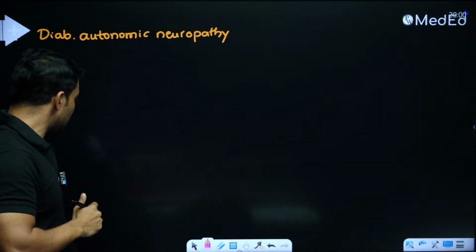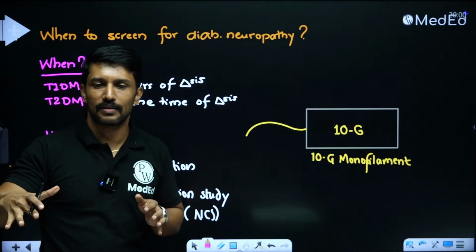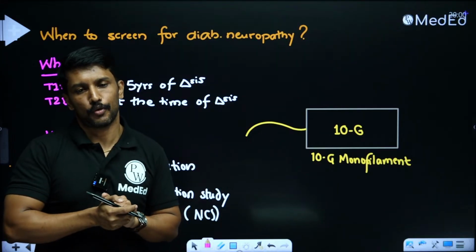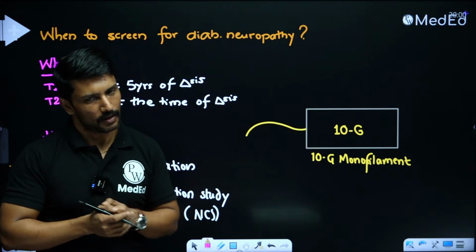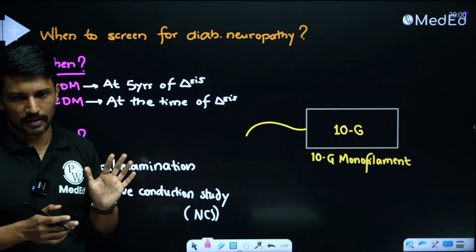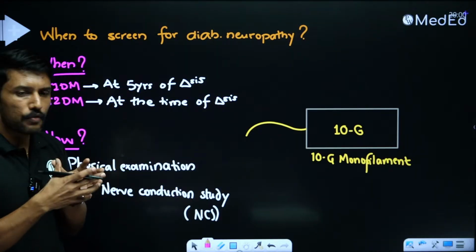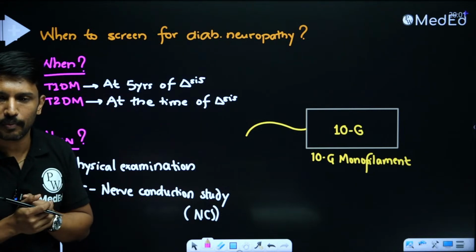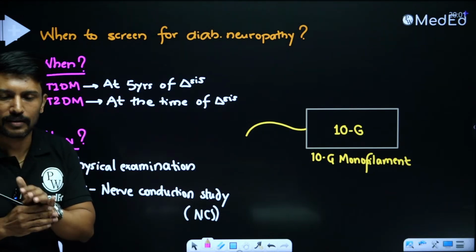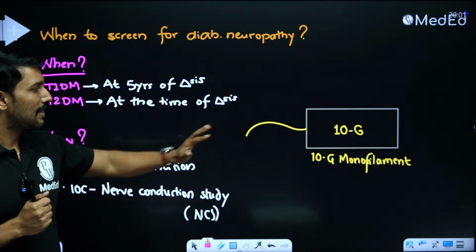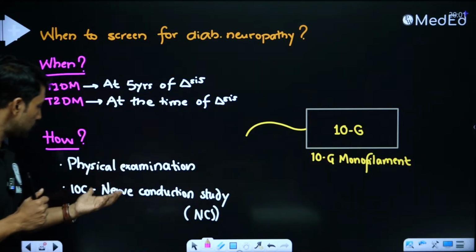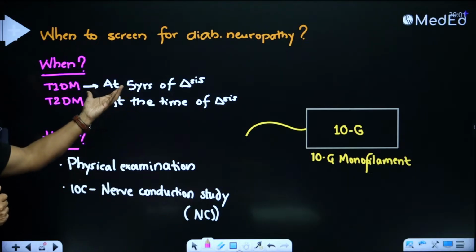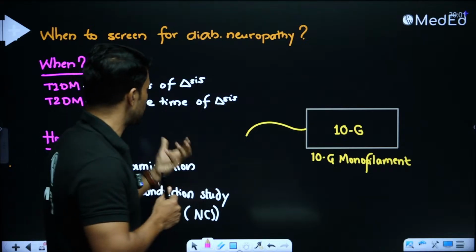So how do I recognize that the patient's limb is at risk of amputation, or that he's at risk of developing diabetic foot? Of course, the presence of neuropathy is an increased risk, but there is a simple, easy way to identify who is at risk of developing diabetic foot and eventually amputation. That can be detected by this 10 gram monofilament. The ideal screening test should be nerve conduction study, done at the time of diagnosis for type 2 DM and at 5 years after diagnosis for type 1.